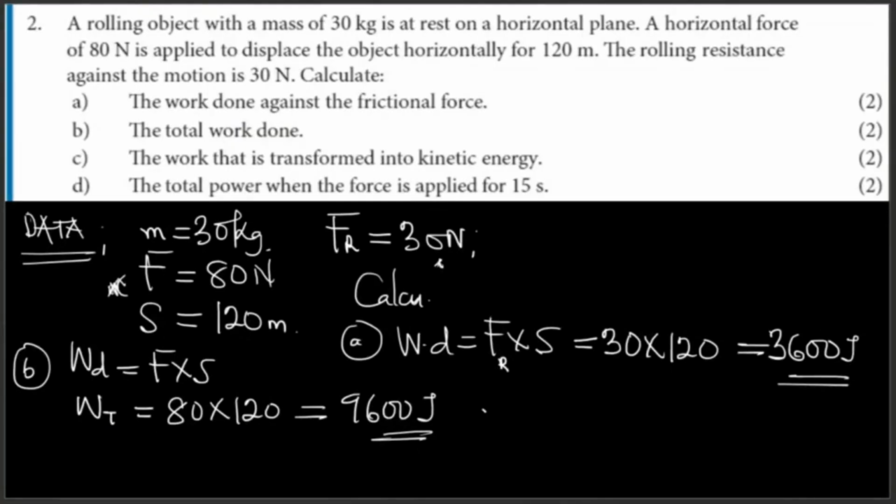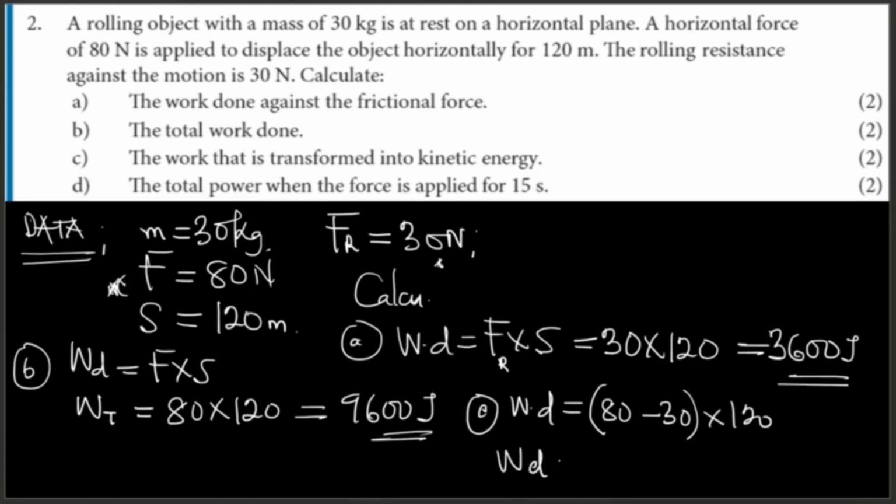Work that is transformed into kinetic energy. So we know that work done is force times distance. So that is going to be the effective force. So it's going to be 80 minus 30, which is 50, times 120. So the work that is transformed into kinetic energy is 6,000 joules.